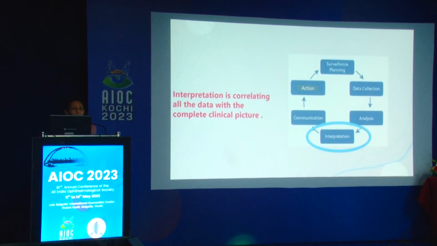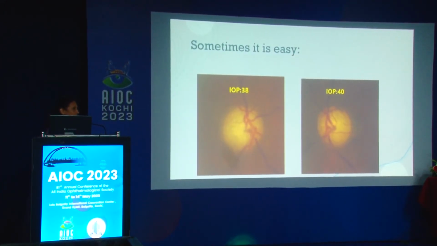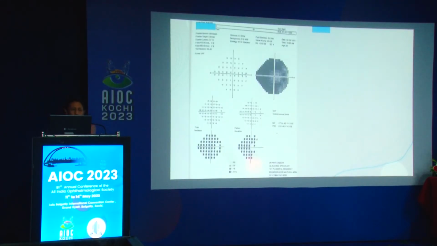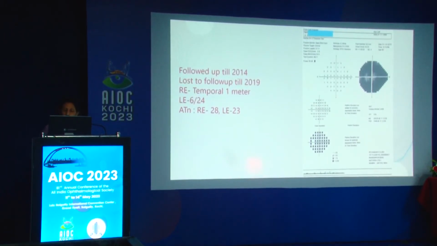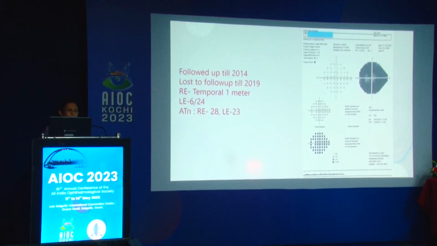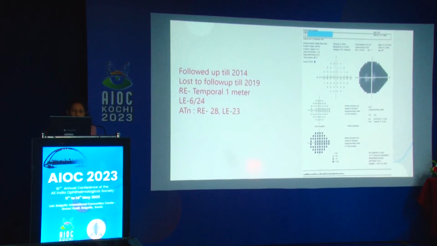Yeah. So interpretation is correlating all the data with the clinical picture, the complete clinical picture, including the intraocular pressure and all the other things that you've been doing, and the vision. So sometimes it's very easy. Now this is one patient, 38 years old, high disc damage. This is in 2011, right eye, left eye. 2014, 2019, he comes back, one eye no PL and the other eye such an advanced field. This is very easy. You don't require to really think too much.